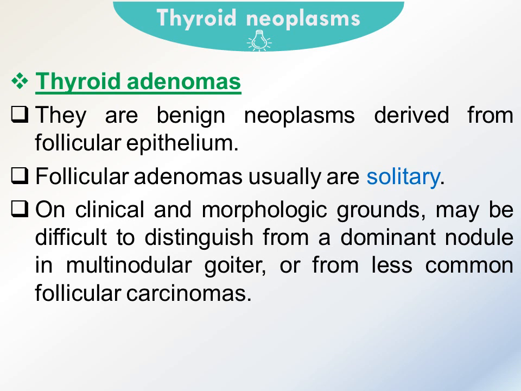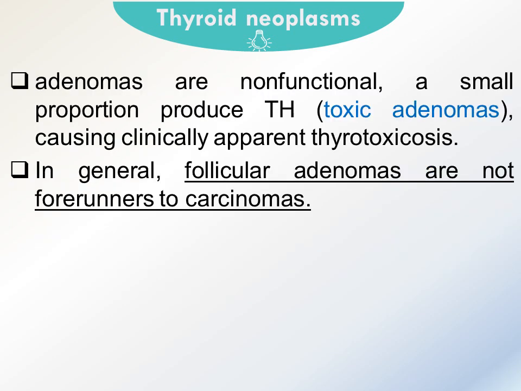So first, the thyroid adenomas. They are benign neoplasms derived from follicular epithelium. The follicular adenomas usually are solitary. On clinical and morphological grounds, they may be difficult to distinguish from a dominant nodule in multinodular goiter or from less common follicular carcinomas. Although the vast majority of adenomas are non-functional, a small proportion produce thyroid hormones, causing clinically apparent thyrotoxicosis. In general, follicular adenomas are not forerunners to carcinomas. However, shared genetic alterations support the possibility that at least a subset of follicular carcinomas arise in pre-existing adenomas.